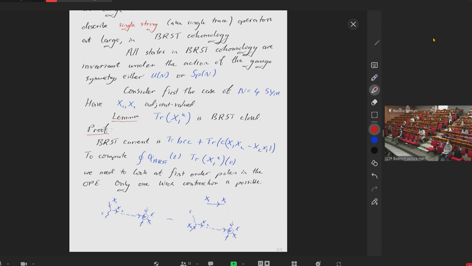So the first thing to check is that this operator, trace of x1 to the k, is BRST closed. How do we do this? Here we're considering the case of n equals 4, where we have x1 and x2 adjoint valued fields. The BRST current is trace of bc c plus this one, which is trace of x1, x2 minus x2, x1, all multiplied by c. So what we're asking is, is this BRST closed? What we need to do is place my operator at a point and integrate the BRST current around it. That contour integral would pick up any first order poles in the OPE between the BRST current and my operator.